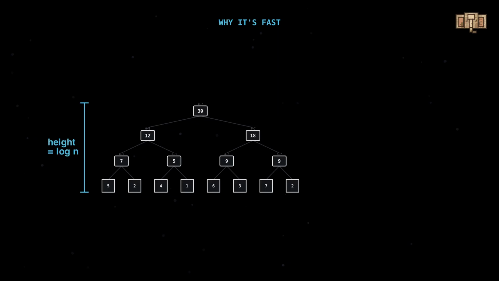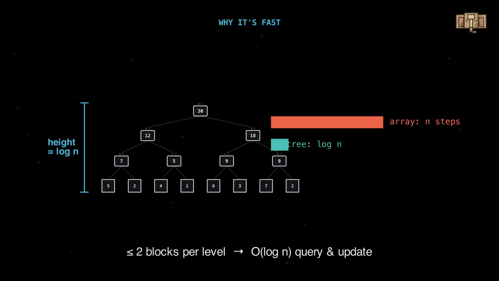So why is this fast? The height of the tree is just the logarithm of the size. For 8 elements, that is only 3 levels. And a query touches at most 2 blocks on each level, one fully inside and one straddling. So the total work is about 2 times the height. Both queries and updates cost around log n steps instead of walking the whole array. On big data, that is an enormous win.